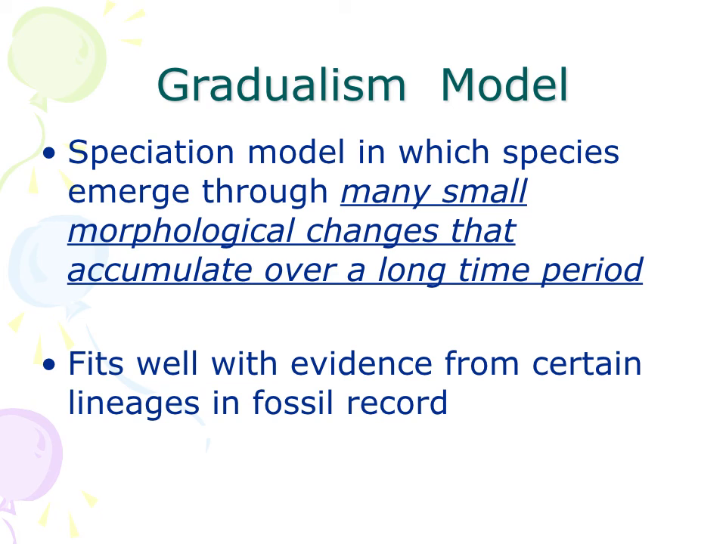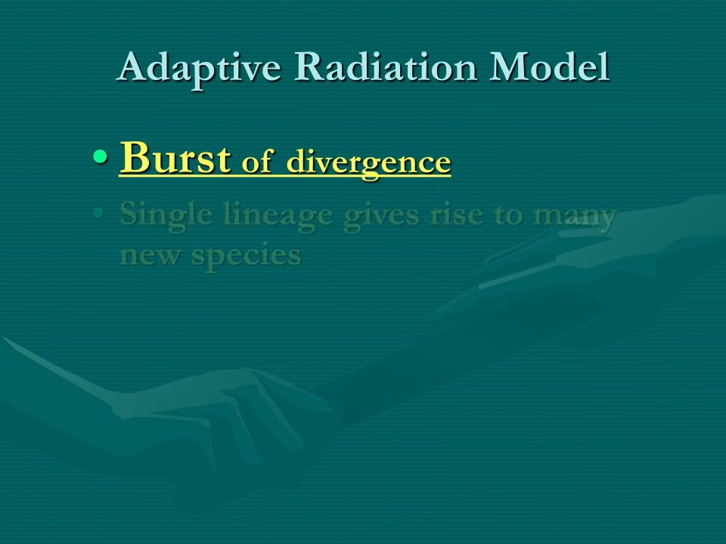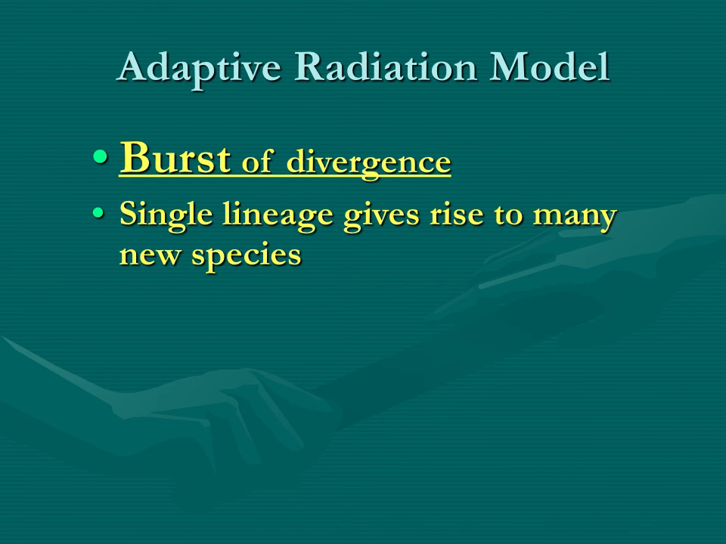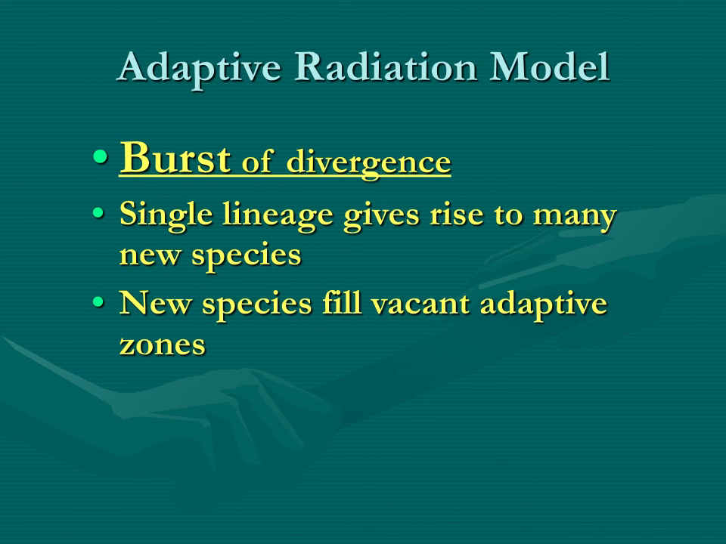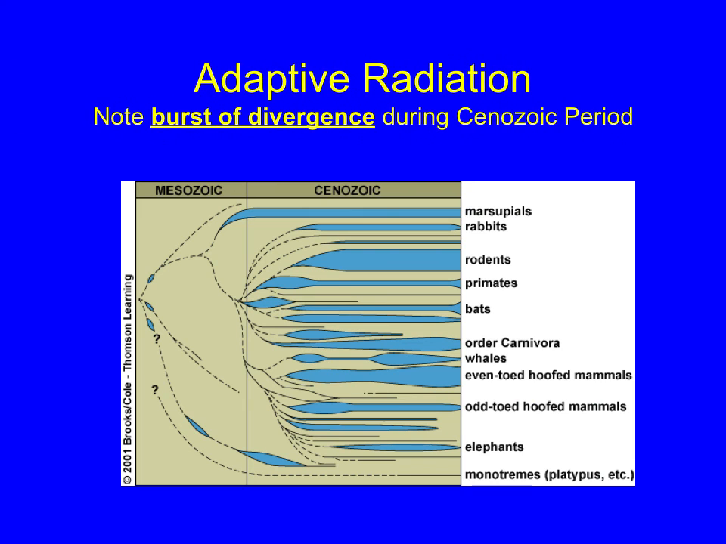So it fits well with certain evidence from the fossil record. Over time, they accumulate minor variations. So beak changes in Darwin's finches: they got slightly bigger over time. Adaptive radiation is a burst of divergence. A single lineage gives rise to many new species. New species fill vacant adaptive zones. An adaptive zone is a niche, a way of life. So we see this burst of adaptive radiation after the Mesozoic into the Cenozoic, and we see all these different animals filling them.